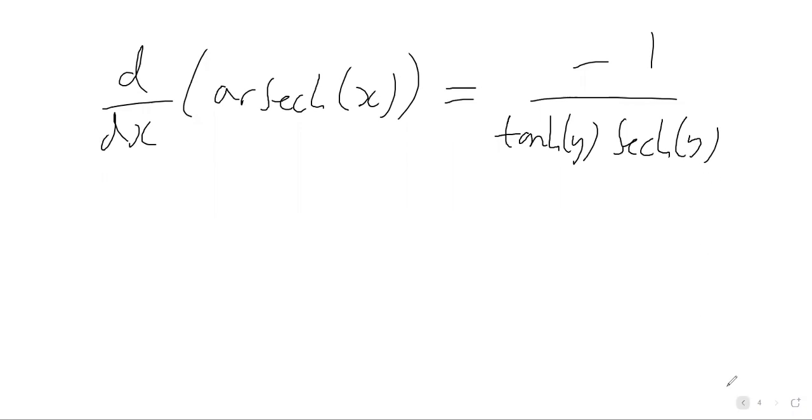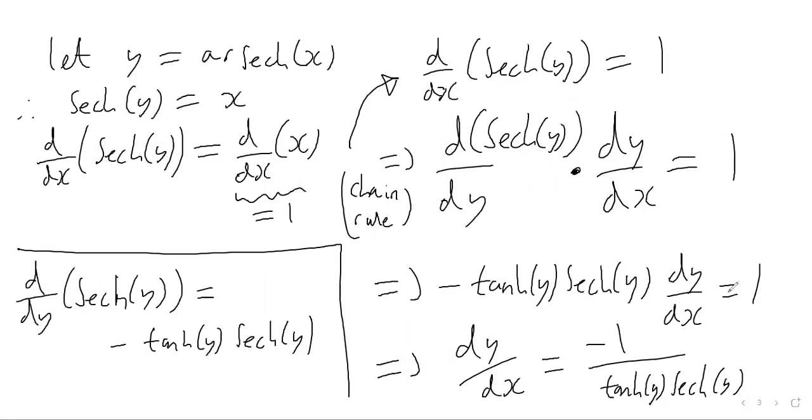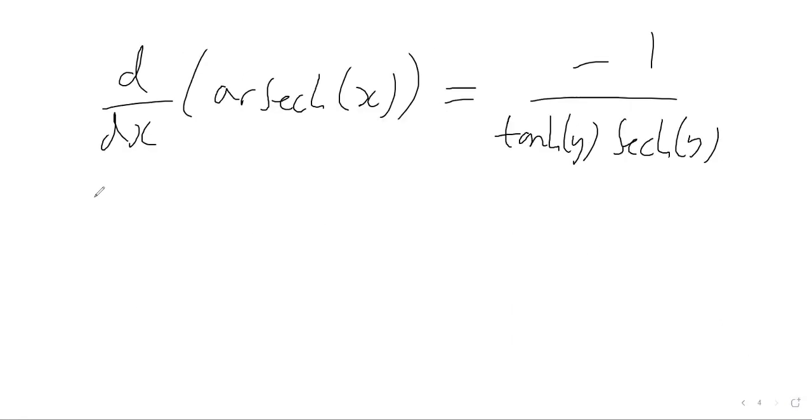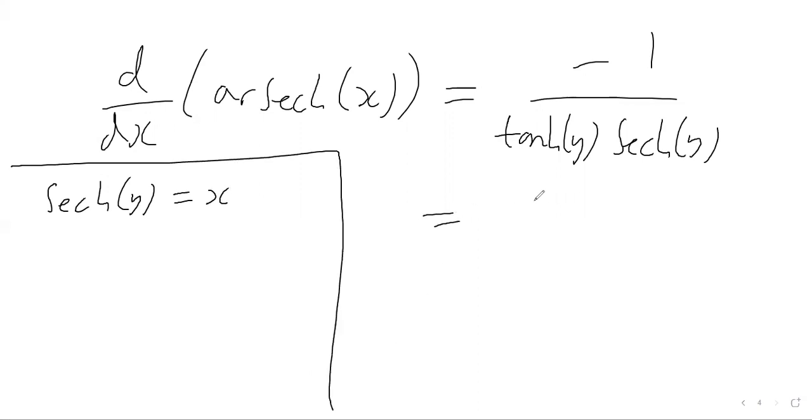Okay, great. So again, we're differentiating a function of x, and we get a function of y as a solution, but obviously we don't want this. We want to eliminate this function of y. Well, we know that sech of y is x, so we can just plug that in. So therefore, this is going to be negative 1 over x times tanh y.